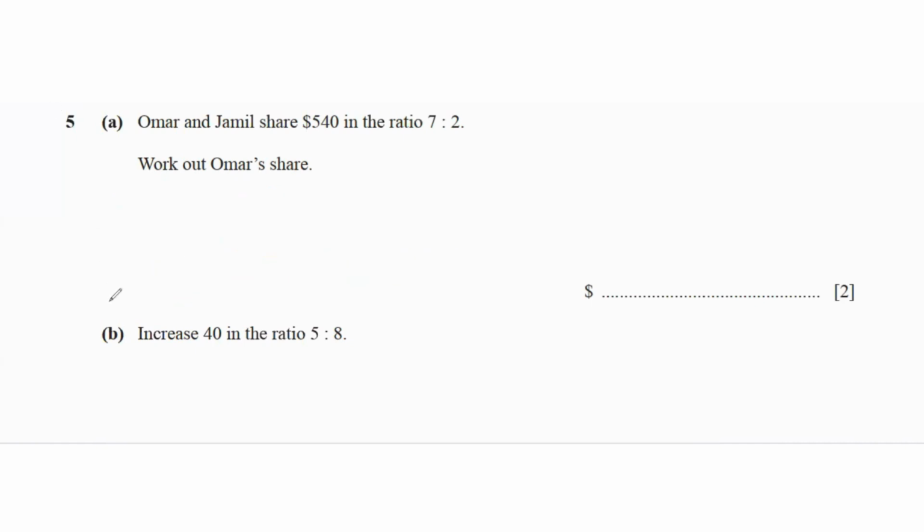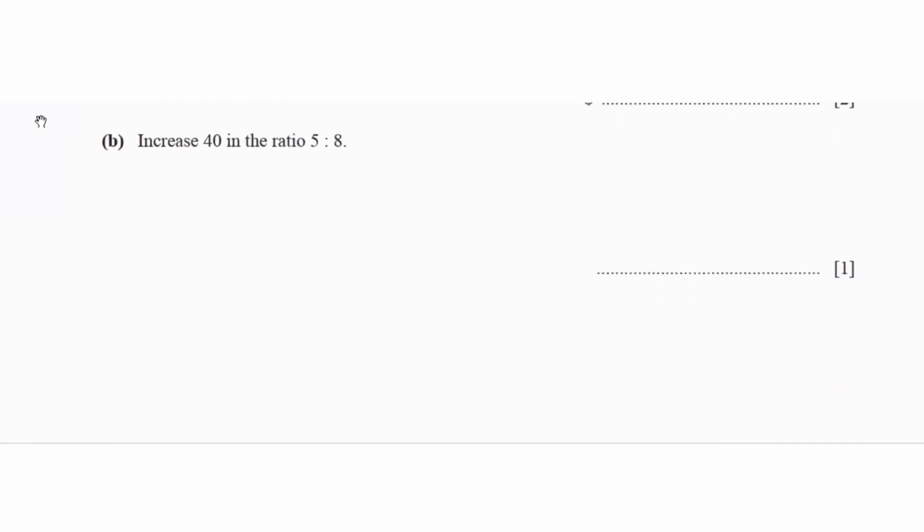Then it says increase 40 in the ratio 5:8. So what we will do is write 40 over x equals 5 over 8. Cross multiply: 40 times 8 over 5. 5 ones are 5, 5 eights are 40. So 8 times 8 is 64. That is the value of x.